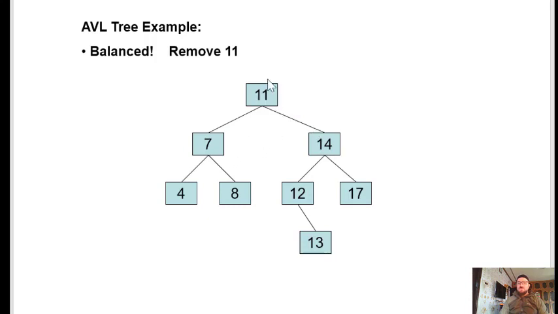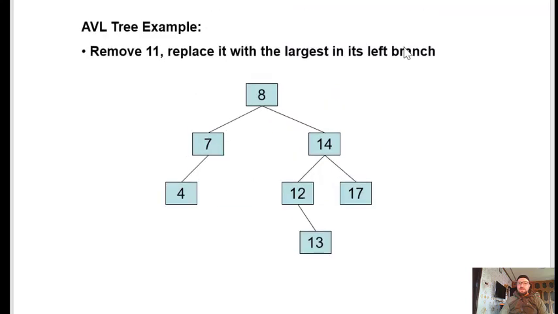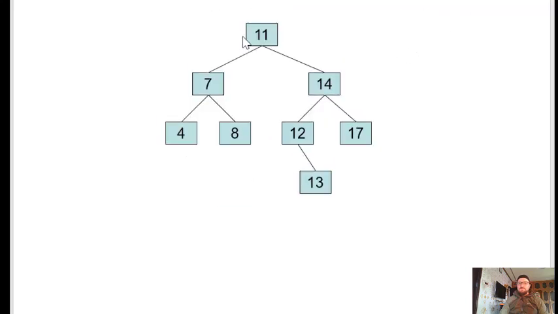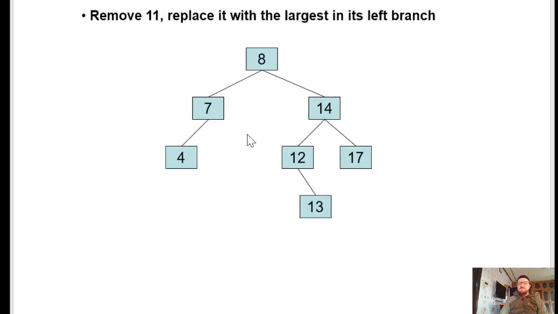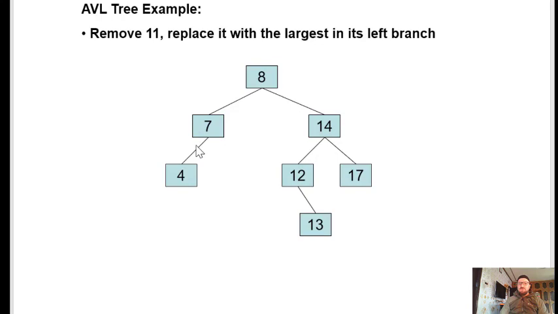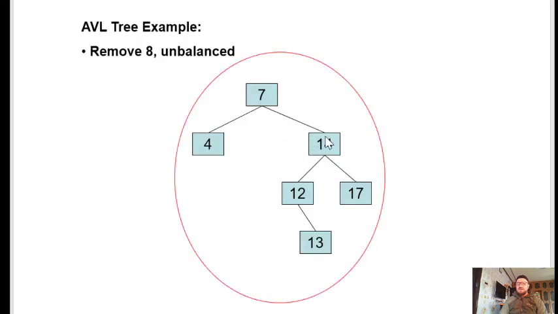Now if you remove 11, what will happen? Who will come to the root? Because if you remove 11, you have to see on the left of it, the 8 is the biggest. Get the 8 here, and 7 will be on the left and 4 will be on the left. So it will be like this, 8, with 7 and 4 on the left. The largest in the left branch, we put it here. And then 14, 12, 17, 13 are the same.